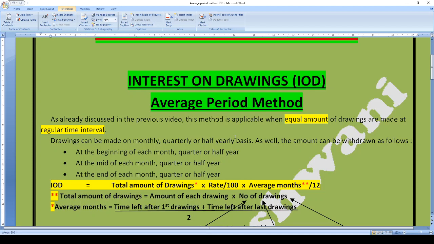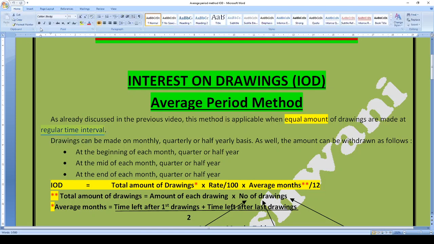So as already discussed in the previous video, this method is applicable when equal amounts of drawings are made at regular time intervals. Two things are very important here. Equal amounts of drawings should be there, that every time a partner withdraws an amount from the firm, it should be equal. And these drawings have been made at a regular time interval. Time interval is very necessary, that at a regular time interval he has withdrawn an equal amount from the firm.